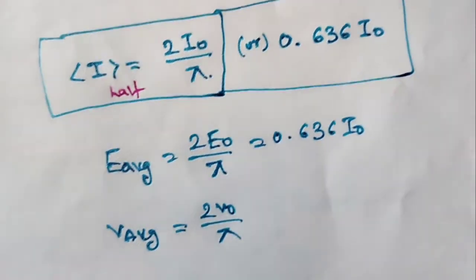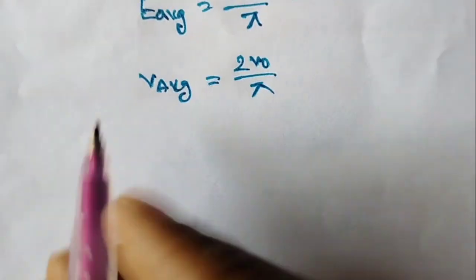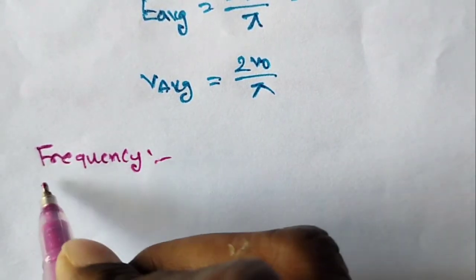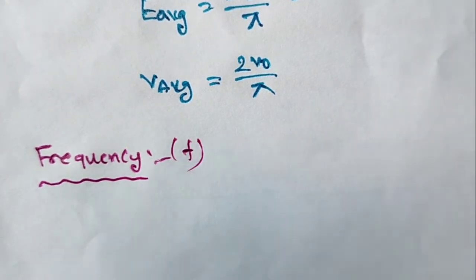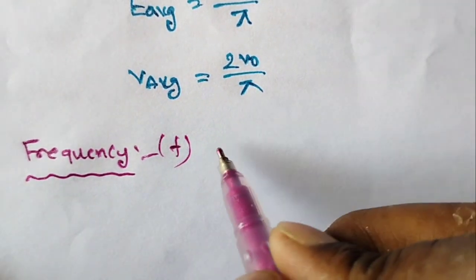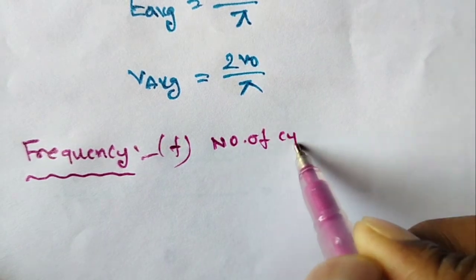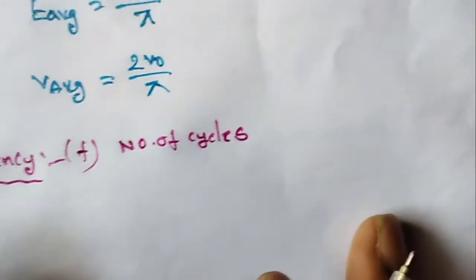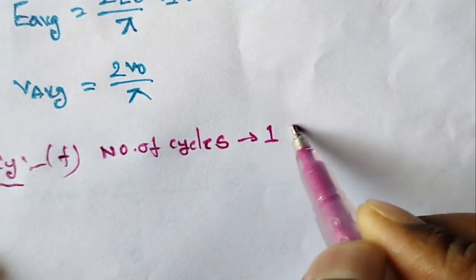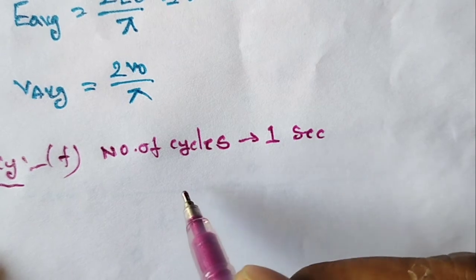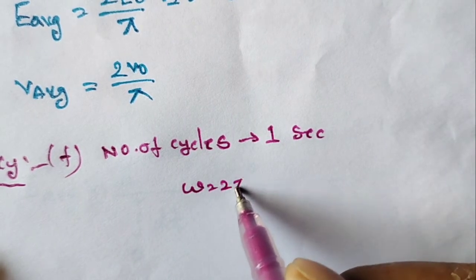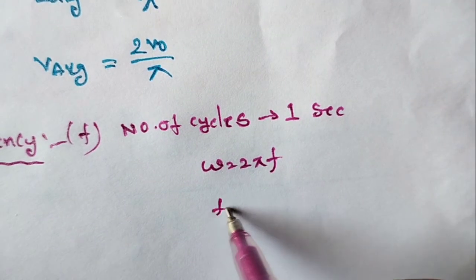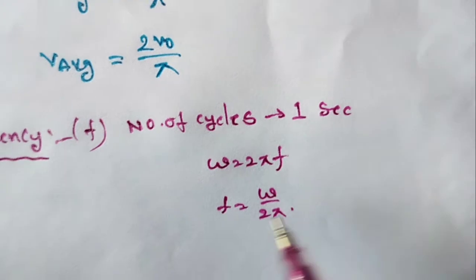Okay, next one, frequency. We know that very well. What is the frequency? The frequency of AC, small f, is the number of cycles completed in 1 second. That is called frequency. Here omega is equal to 2 pi f, so f is equal to omega by 2 pi. You can calculate using this formula.